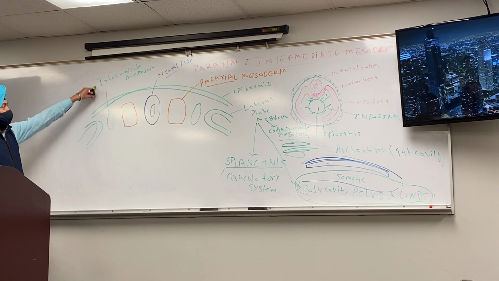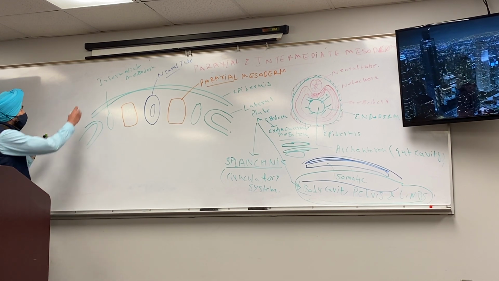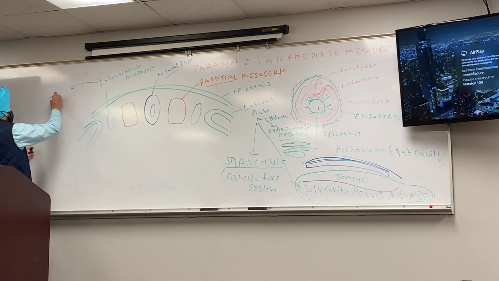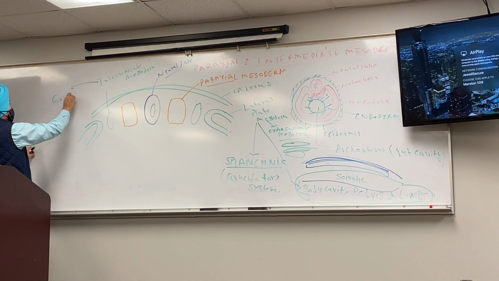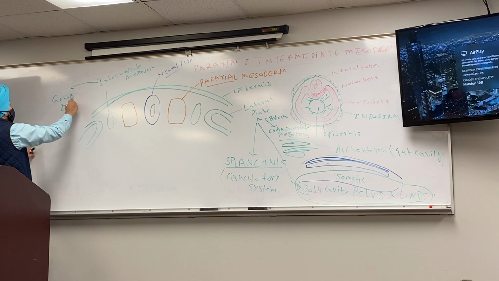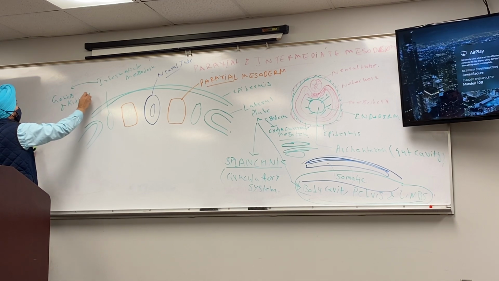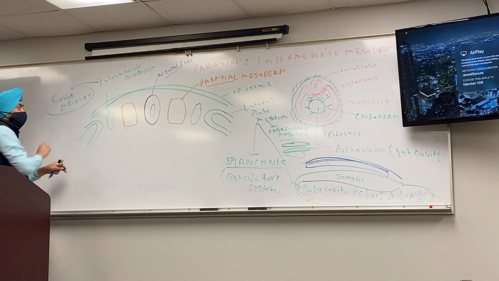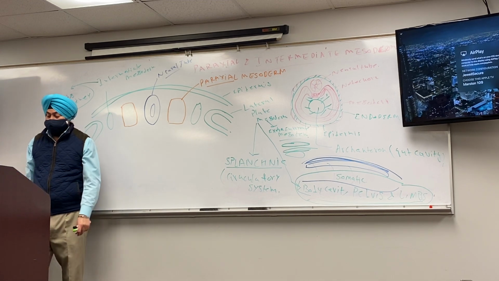Now the intermediate mesoderm is going to give you gonads and kidney. They are coming from intermediate mesoderm.